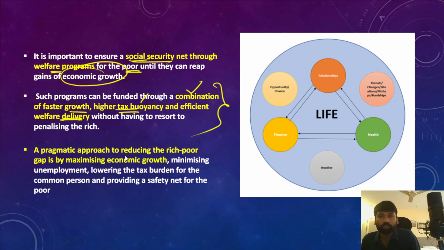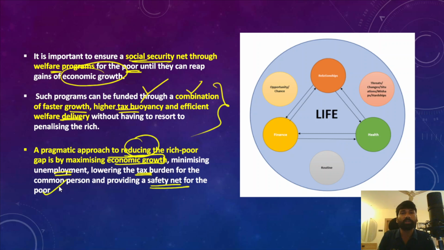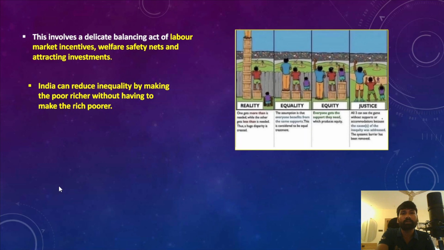So a pragmatic approach to reducing the rich-poor gap is maximizing economic growth and also ensuring redistribution of existing wealth along with the above mentioned measures. And apart from all these things, we must focus on creating gainful employment opportunities for our youth, and at the same time lowering the tax burden on the common person, because common persons are the ones sharing the higher tax burden rather than the wealthy populations. And at the same time, we must also provide safety nets for the poor populations. All these factors are very essential in reducing inequalities.